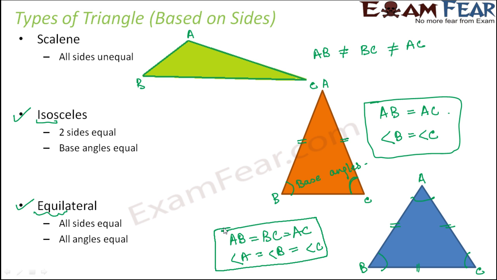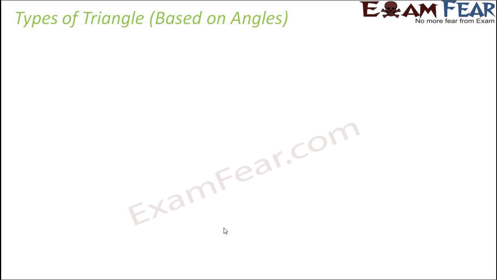So we have scalene triangle where no sides are equal, isosceles where two sides are equal, and equilateral where all sides are equal. Now, on similar lines, we can also categorize triangles based on the type of angles which are present in a triangle. So, on this basis also, the triangles can be divided into three types.